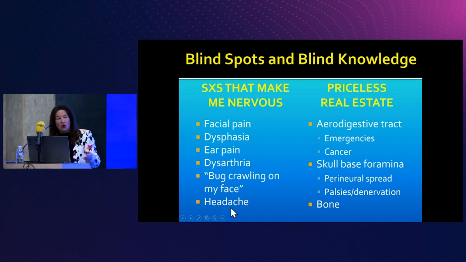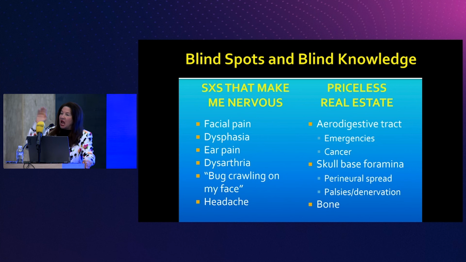Don't forget to look at your skull base, the bones in your skull base, the tissues around your skull base. A lot of those things present with pathology. And when you have these symptoms, think of the priceless real estate that you should go back and check. Look at your aerodigestive tract for emergencies or for an occult cancer. Look at your skull base foramina for perineural spread or patterns of denervation.